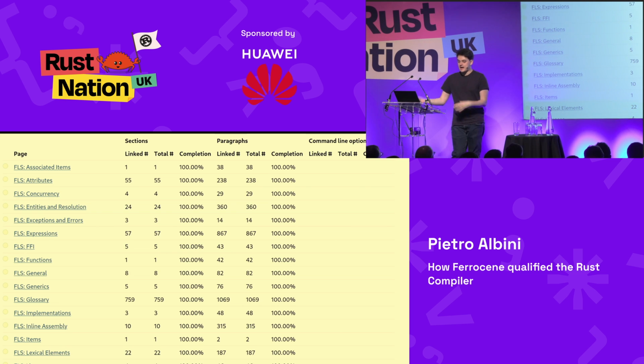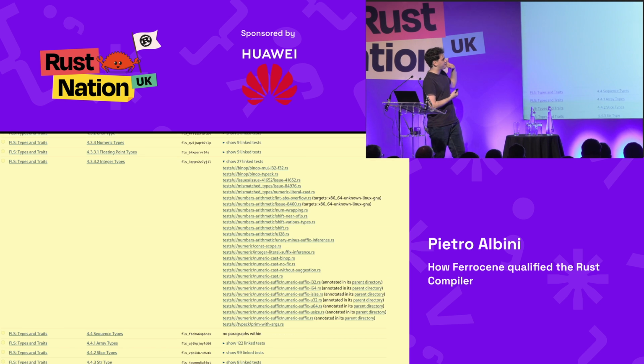So this is the actual traceability matrix for Ferrocene. And it's a very large and heavy page, because in addition to the summary, for each individual section, it links all of the tests in the Rust test suite that cover that part of the language. And this was a very boring manual effort to go through all of the tests and categorize them.